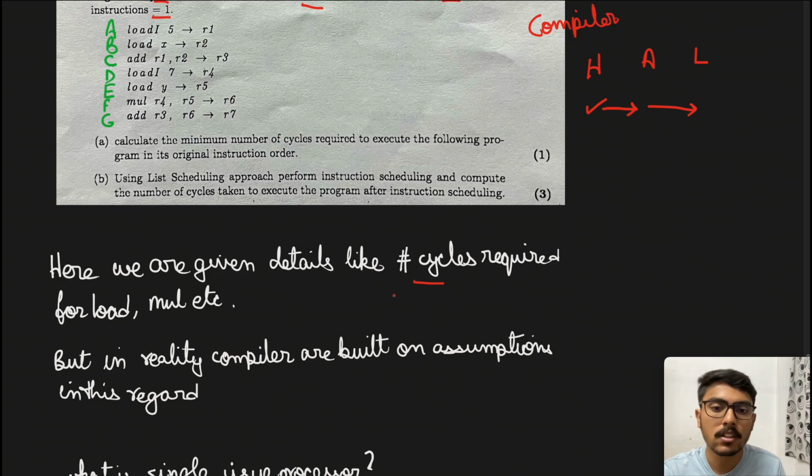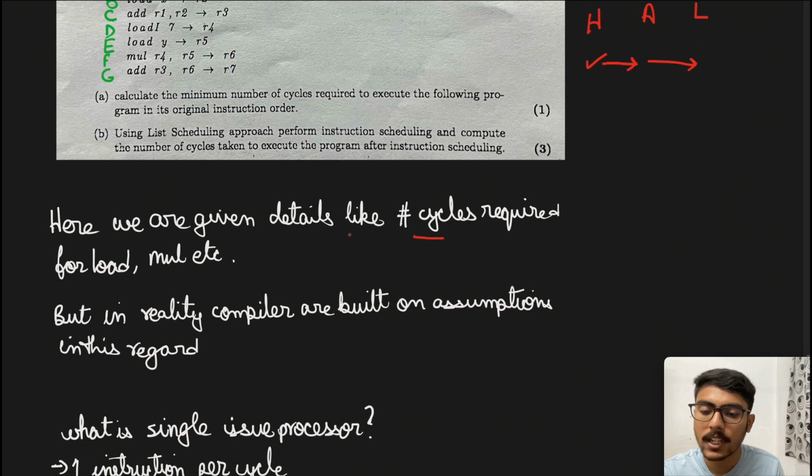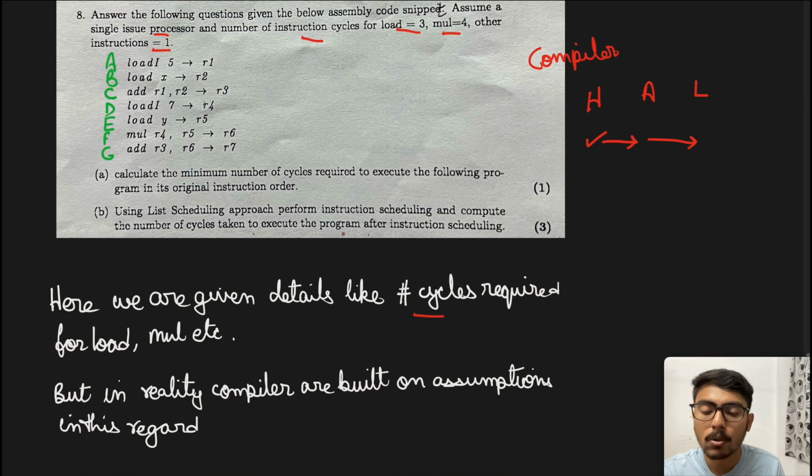So this is what we are given for the cycles, but in general when we write the code for a compiler, we don't know them. We just make some assumptions, like Intel based 64-bit architectures might have around 10 cycles for a load instruction or something like this. Those are based on assumptions. This is a typical example problem, so it is given here; otherwise it would be just based upon assumptions.